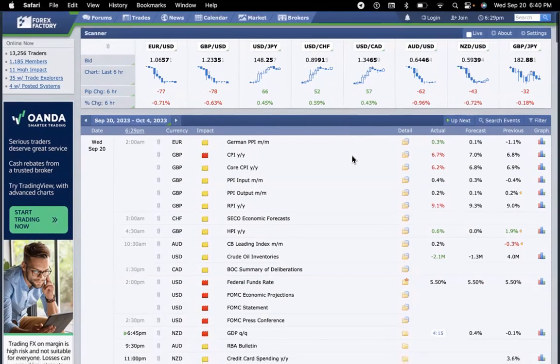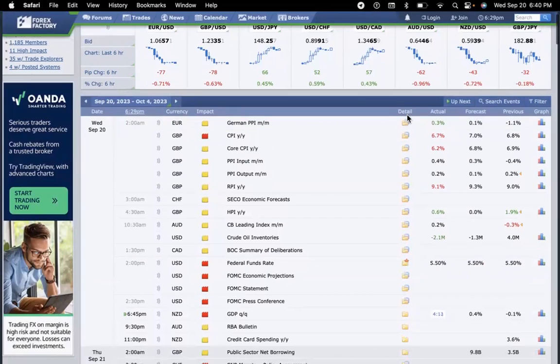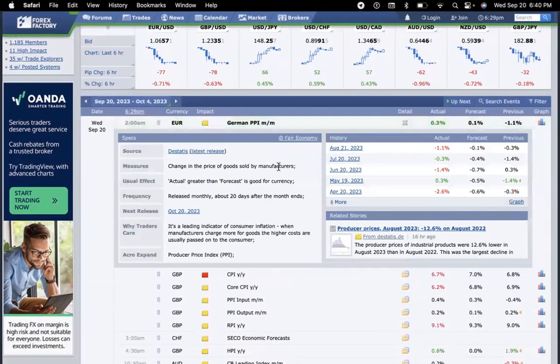Now, another cool thing that you can do here is you can actually click on this folder here under details, and it'll tell you a little bit more about that currency pair. So it tells you what is the source of this news, right? It'll tell you what is happening. So this is a change in the price of goods sold by manufacturers, and it'll tell you what effect this news will usually have on your currency pair.